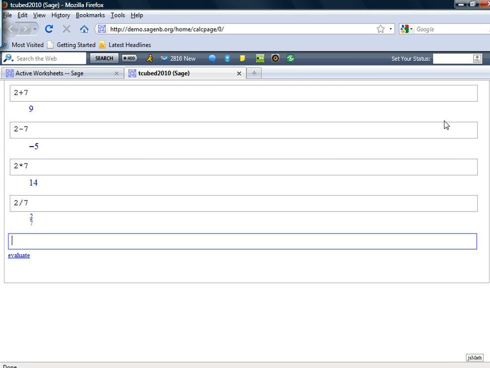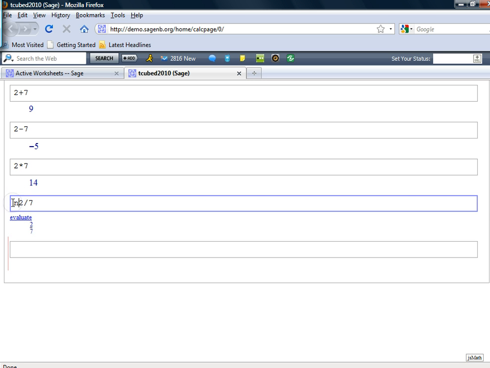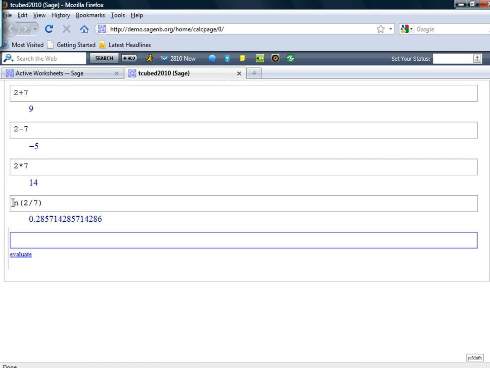So, you know what? If I twist this a little bit, it might be easier. What if I do the numerical version, or I could do it right here. Let's do it right here. Put n, open parentheses in front, and close the parentheses, and you get the numerical version.